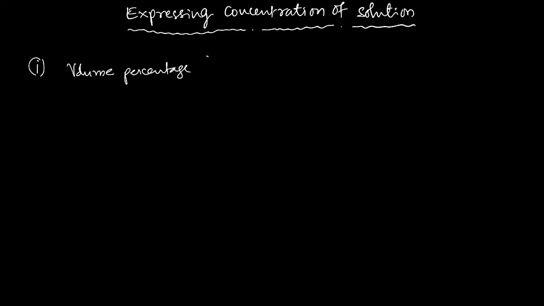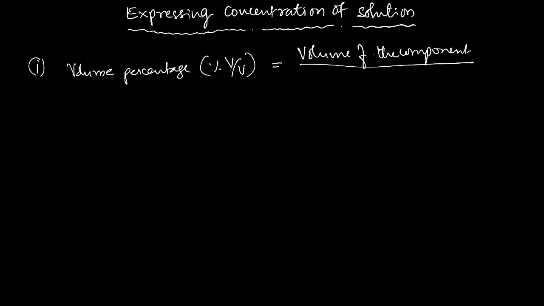This is also called percentage V by V or percentage by volume. It is defined as the volume of the component upon the total volume of the solution, multiplied by 100. So essentially it gives the volume of the component in 100 ml of solution. Generally it is written as percentage V by V.